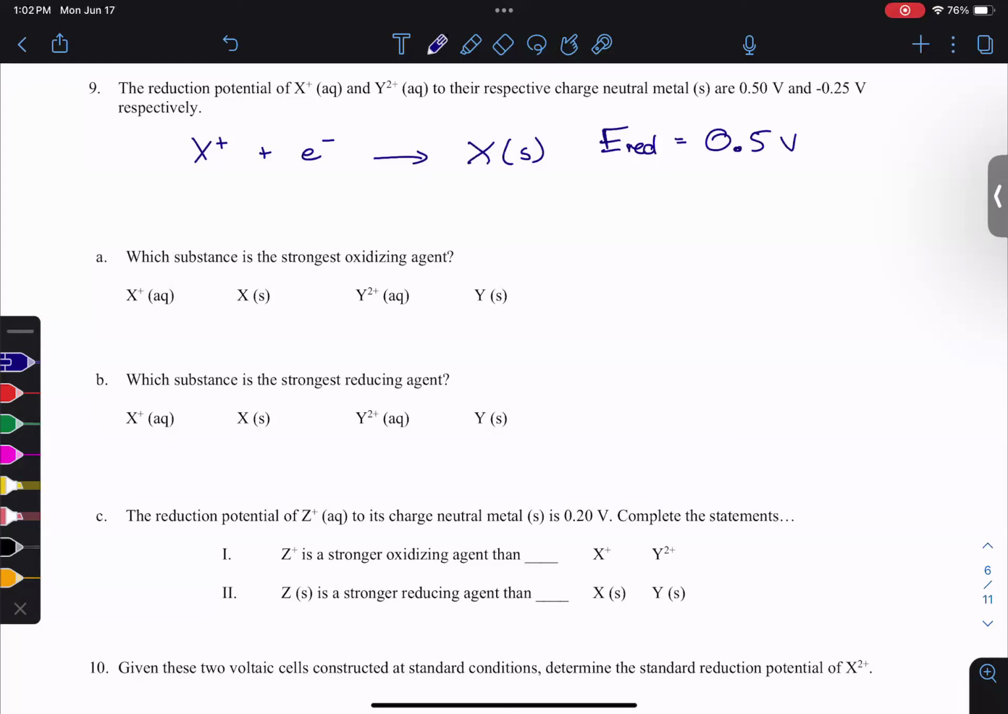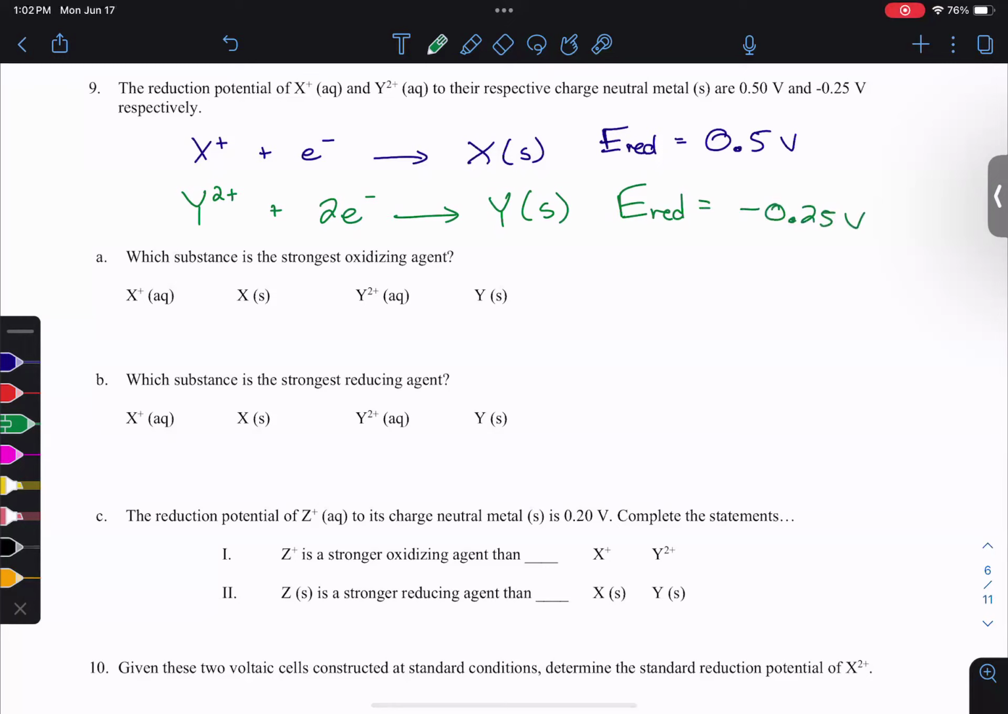It likes to happen. For the second reaction, I'll do a different color. Y2 plus is probably going to gain how many electrons? Two electrons to make Y solid. This has a reduction potential of negative 0.25 volts. Does Y2 plus like to gain 2 electrons? It does not. Okay, so let's see what we can deduce from this.